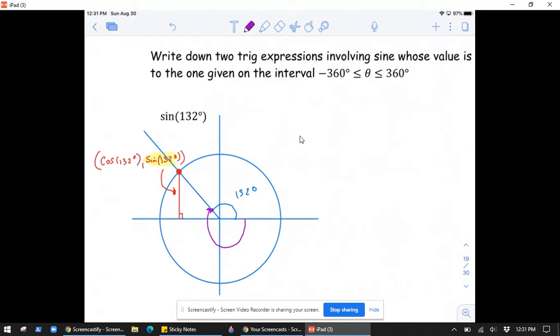So maybe we'll think of it this way. You rotate 180 and then an extra, whatever this acute angle is. Well, if 132 brings you here, that means you need to go an extra 48 to get to 180. So this must be 48 degrees. So if this is 180 plus 48 degrees, that's the same as 228. So this is the same as the sine of negative 228 degrees.